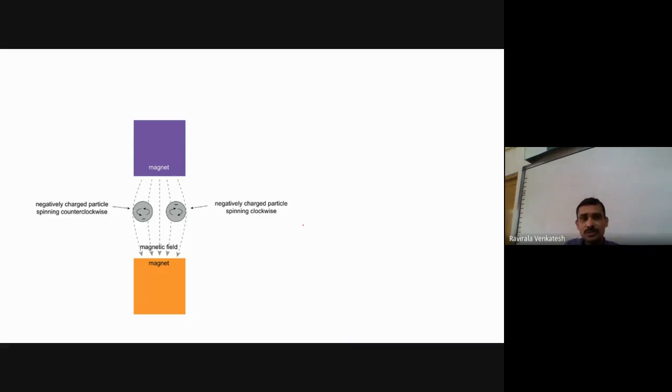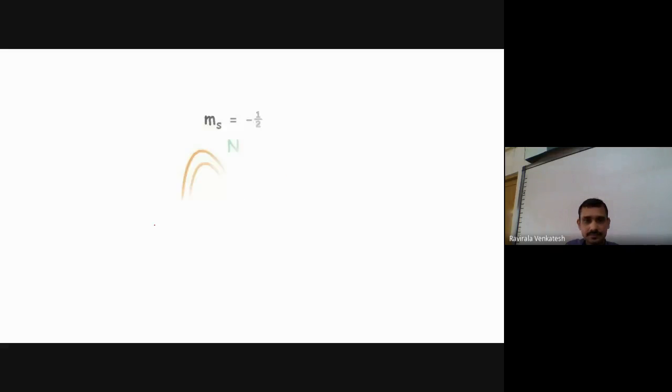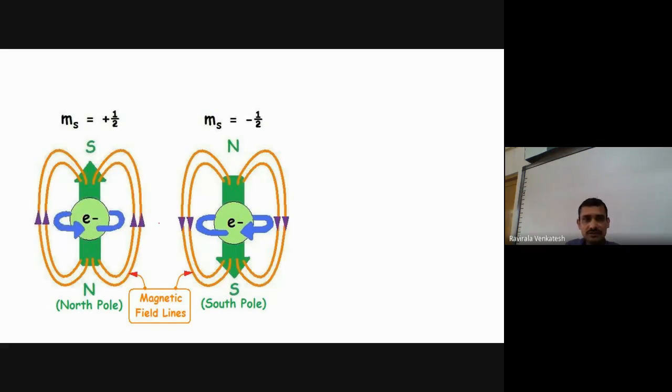This way we can also show it as a magnet. The electron is moving; see how it is moving here, clockwise and anti-clockwise. For ms equal to minus half and ms equal to plus half, this is how the electrons are moving, with south pole and north pole. In examinations, nobody asks you to draw this type of diagram.